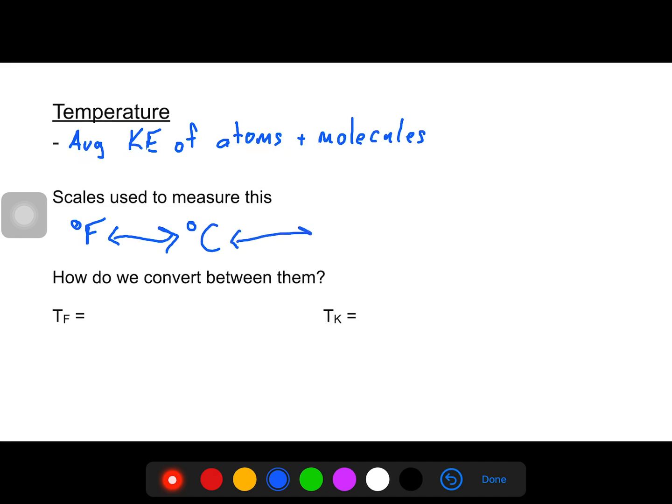And then the other one that we use in science a lot is Kelvin. We just simply use the letter K, but this represents degrees Kelvin. Notice how the others have a degrees symbol, but there's no degree symbol there. That's because we just don't write it, but it is technically still 22 degrees Kelvin. We just don't write the symbol.